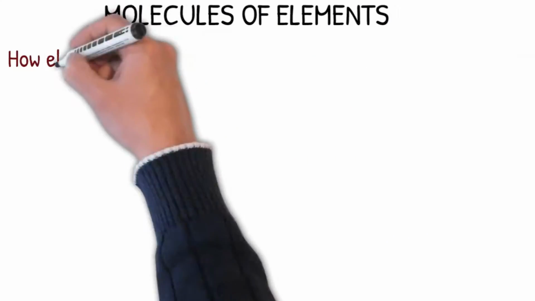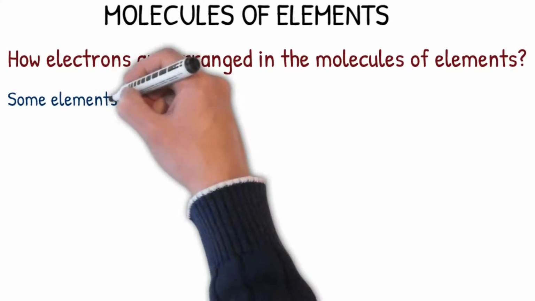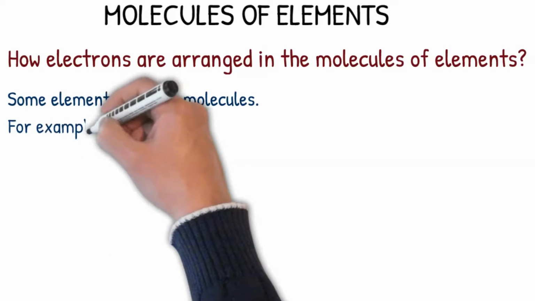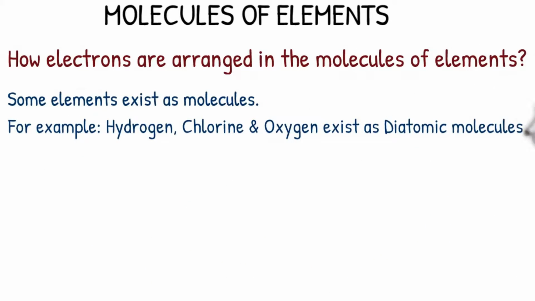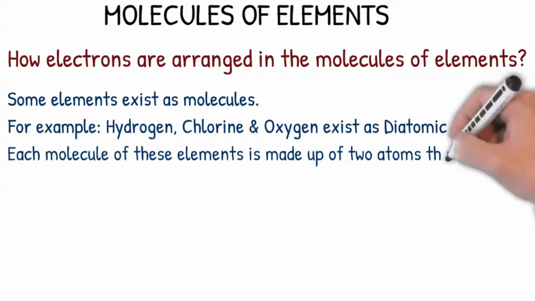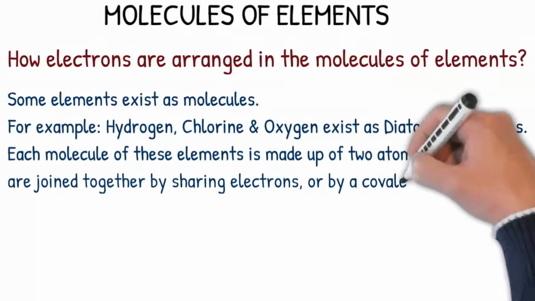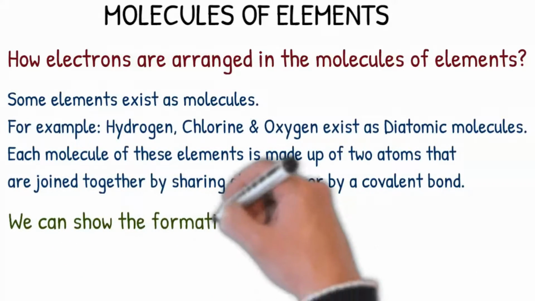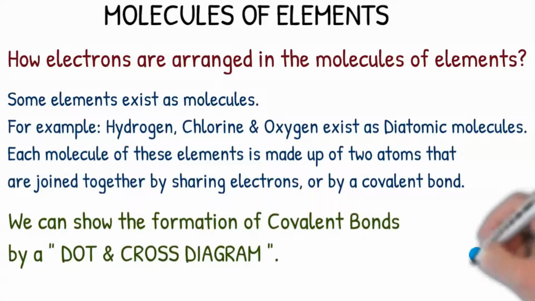Molecules of elements: how electrons are arranged in the molecules of elements. Some elements exist as molecules, for example hydrogen, chlorine and oxygen exist as diatomic molecules. Each molecule of these elements is made up of two atoms that are joined together by sharing electrons, or by a covalent bond. We can show the formation of covalent bonds by a dot and cross diagram.